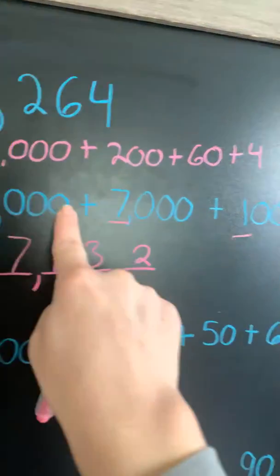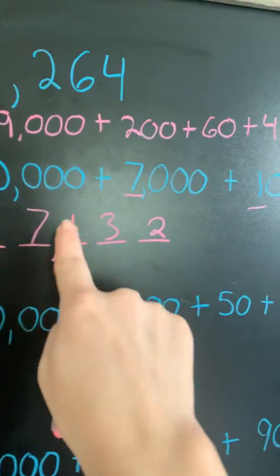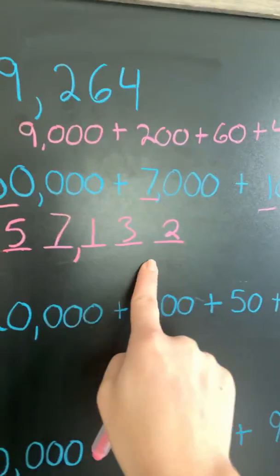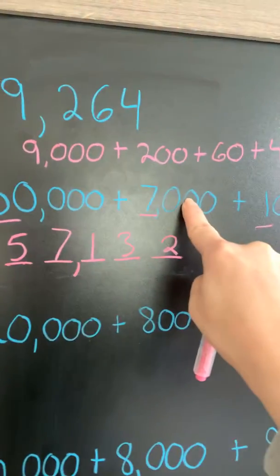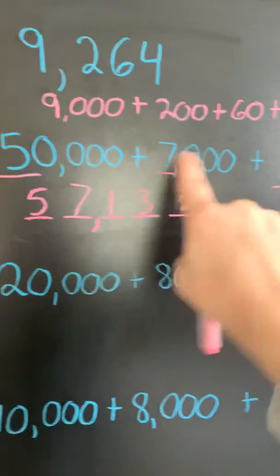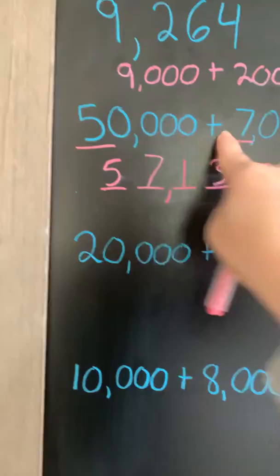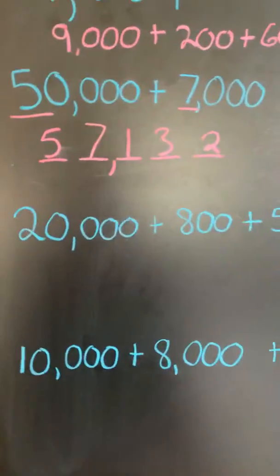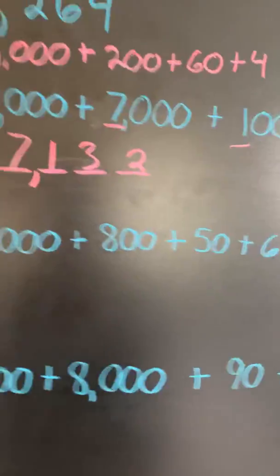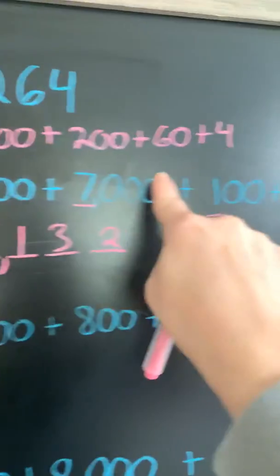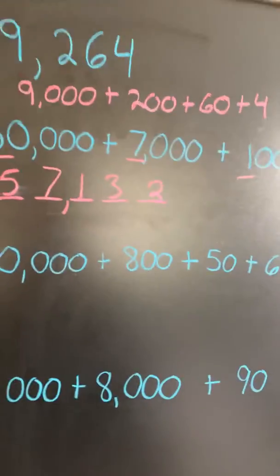1, 2, 3, 4, 5 digits in your standard form. So remember, this blue is expanded form, and then this is standard form. Expanded, standard. Okay. But what happens if sometimes they don't give you all 5 place values added up?